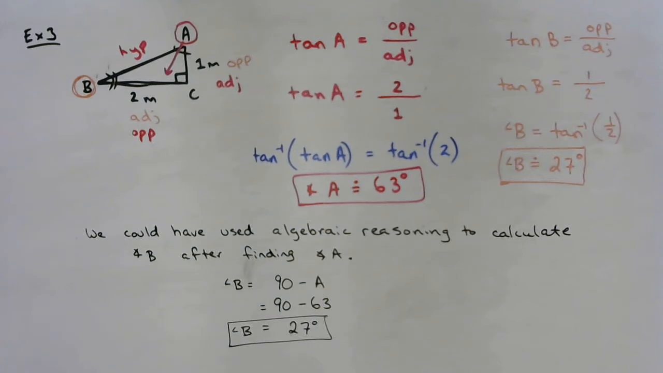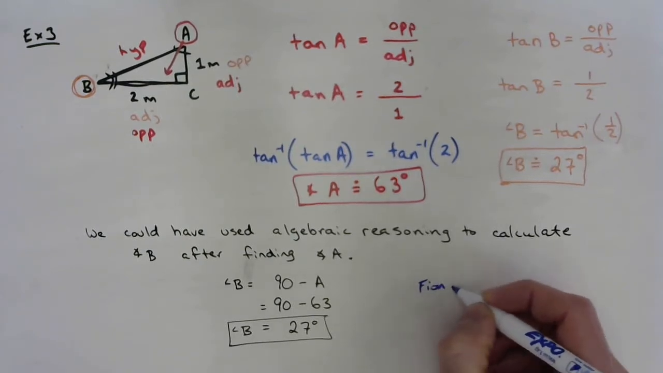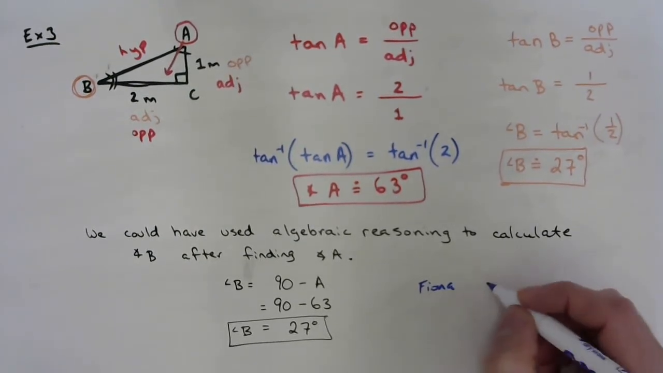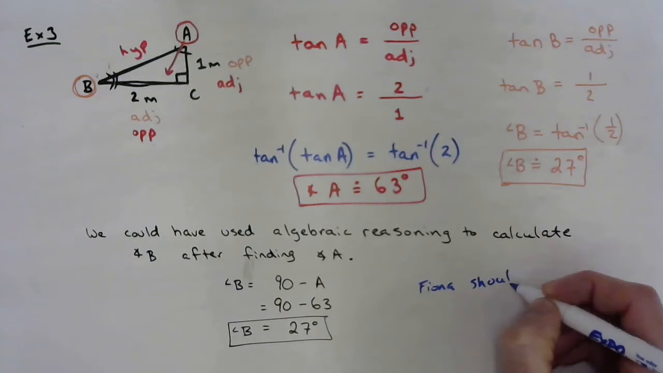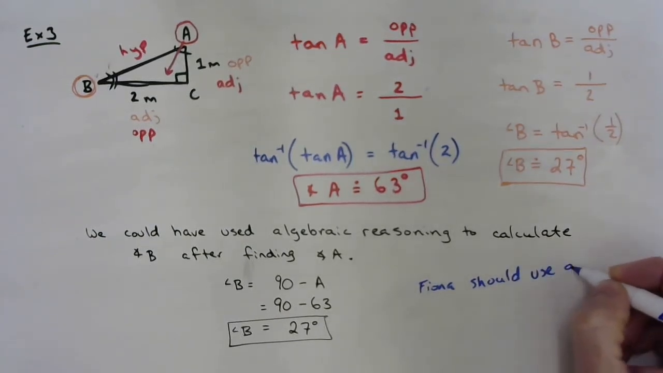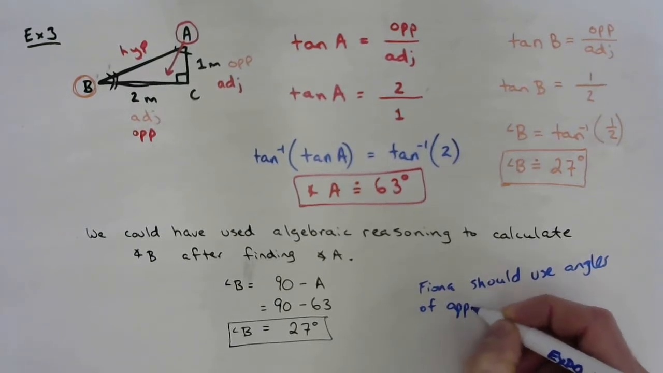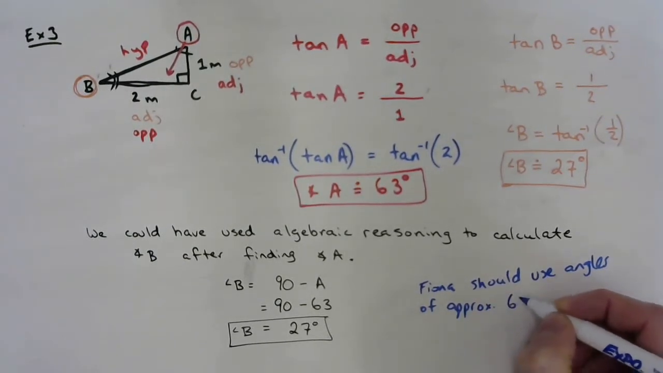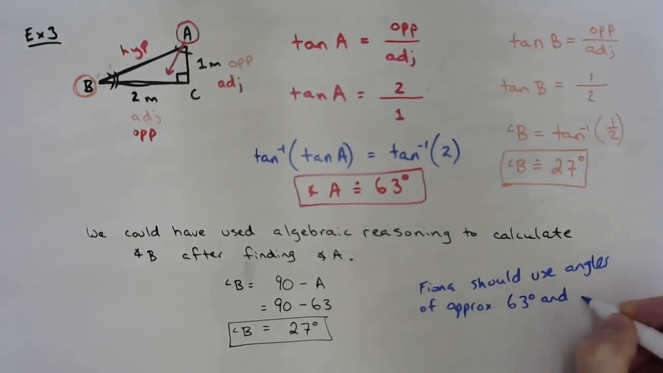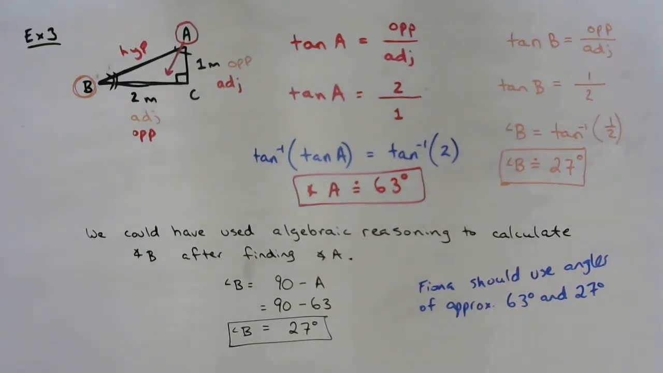Because this is a word problem, we should wrap it up with a statement. Fiona should use angles of approximately 63 degrees and 27 degrees.